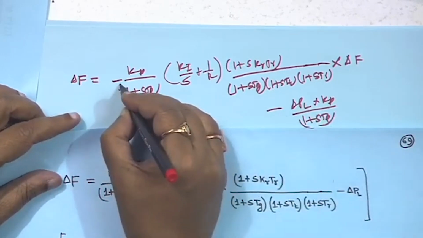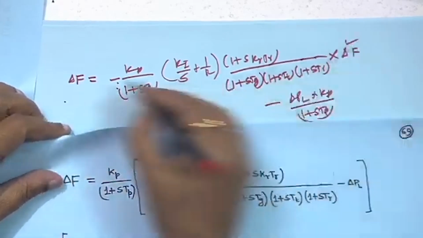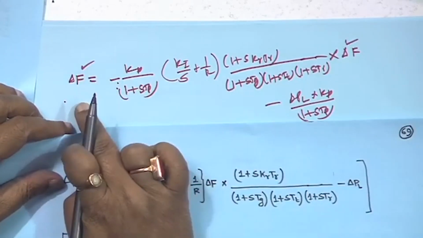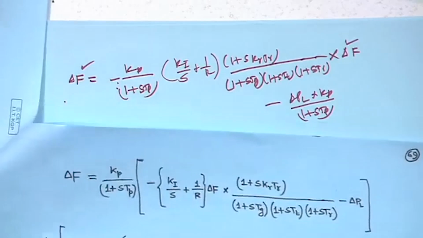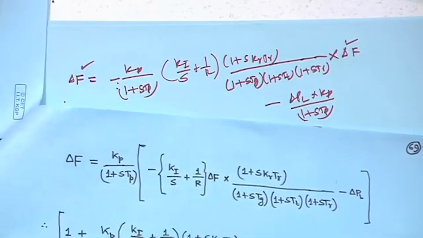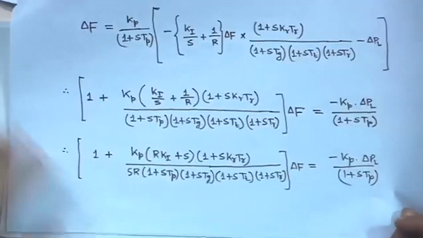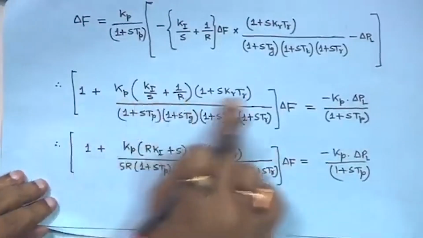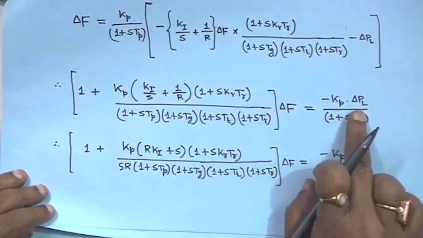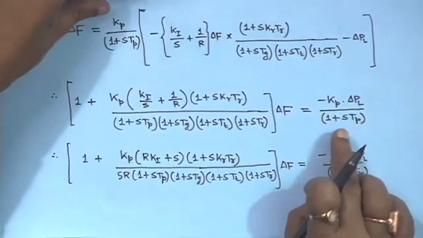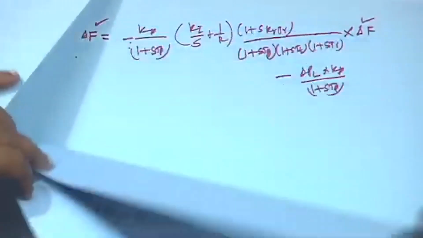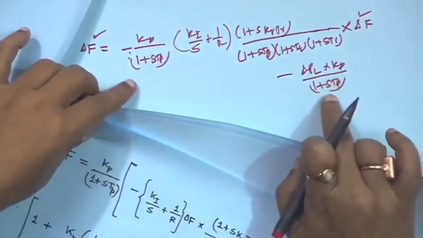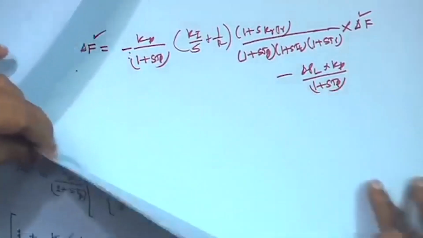This term you bring to the left hand side, this is delta F, and take delta F common. If you do so, and simplify a little bit, you will get (1 plus Kp into all this term) into delta F is equal to minus Kp into delta PL upon (1 plus sTp), that is whatever I have just written, minus delta PL into Kp upon (1 plus sTp), right.